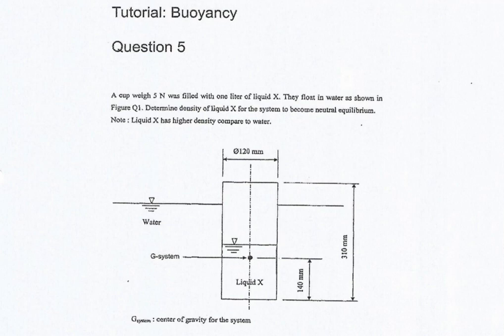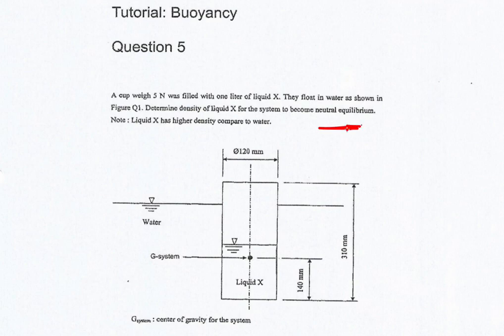So this is tutorial question number 5. A cup weighing 5 Newton was filled with 1 liter of liquid X. They float in water as shown in Q1. Determine the density of liquid X for the system to become neutral equilibrium.